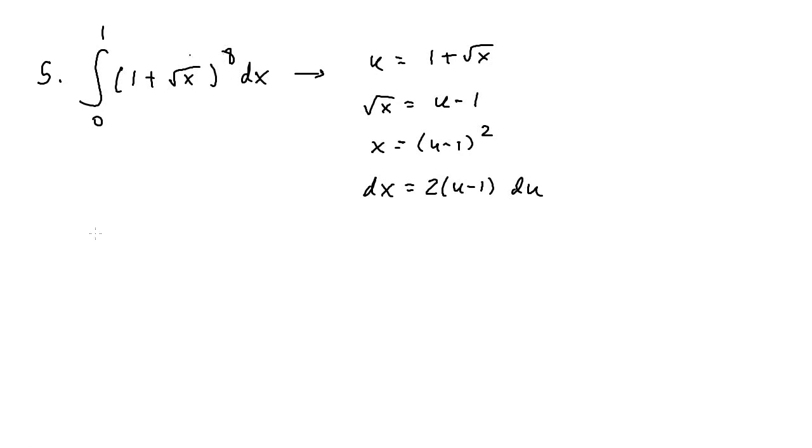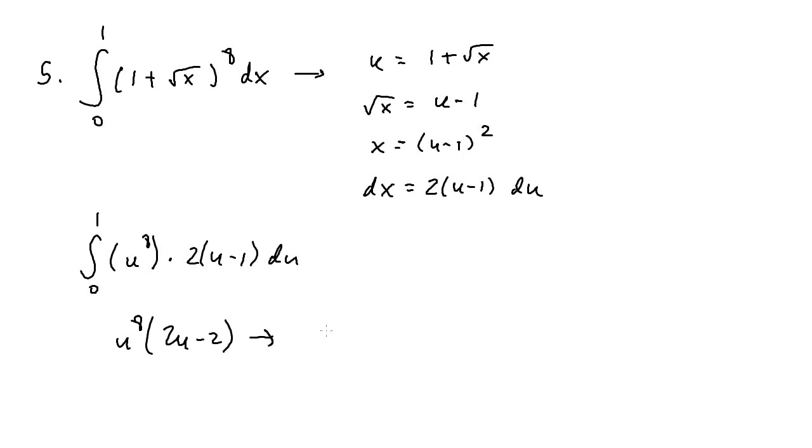So plugging everything back into the integral, we have the integral from 0 to 1 of, I replaced 1 plus the square root of x with u, so we have u to the 8th times dx, which is once again equal to 2 times (u minus 1) times du. And so to simplify, I'm going to go ahead and distribute the 2 and also distribute the u to the 8th. So we have u to the 8th times (2u minus 2). So then we have 2u to the 9th minus 2u to the 8th.